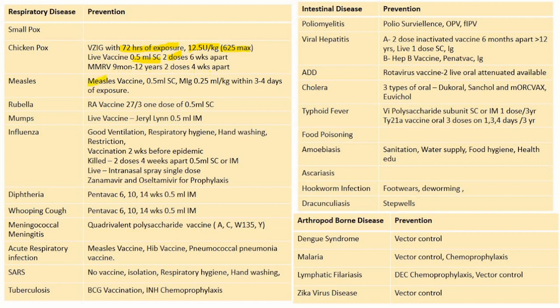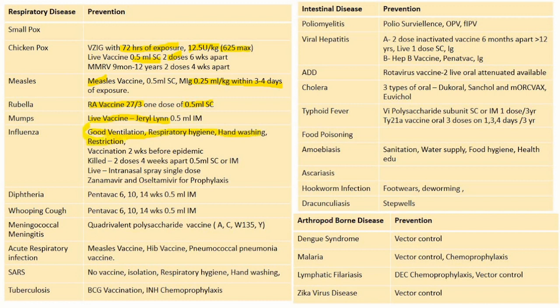Measles vaccine is included in National Immunization Schedule. And measles immunoglobulin 0.25 ml per kilogram within 3 to 4 days of exposure. For rubella, RA 27/3 vaccine, 1 dose 0.5 ml subcutaneous. For mumps, live vaccine with Jeryl Lynn strain 0.5 ml IM. Influenza, how to prevent this is by good ventilation, respiratory hygiene, hand washing and restriction of movement outside.